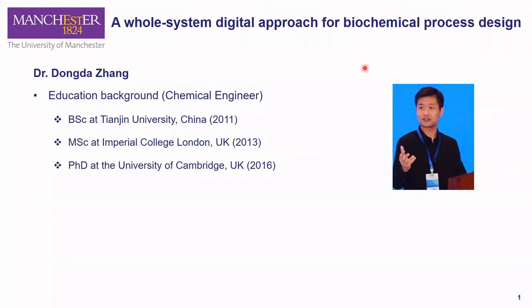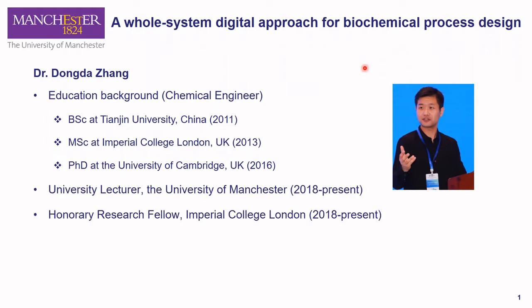My name is Dongda Zhang. I'm a chemical engineer. I got my bachelor degree at Tianjin University in 2011, and then I moved to Imperial College for my master's study. And in 2016, I got my PhD degree at the University of Cambridge. Currently, I'm a university lecturer at the University of Manchester, and also I'm an honorary research fellow at Imperial College, London.